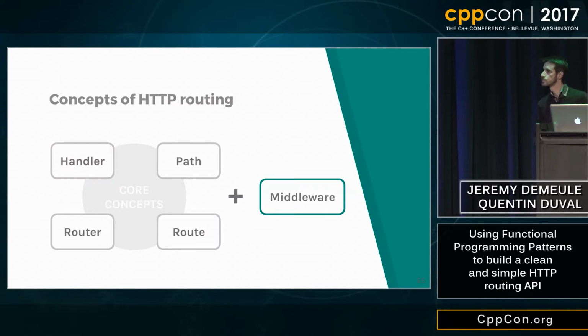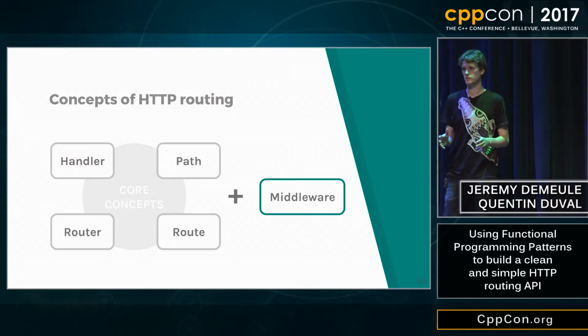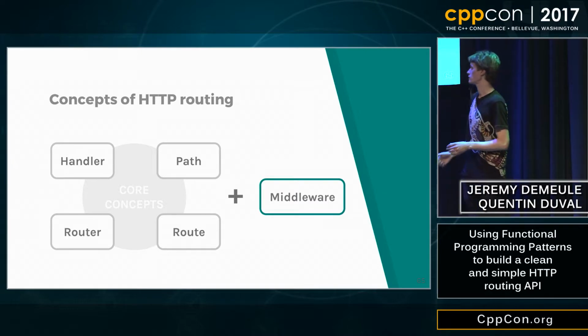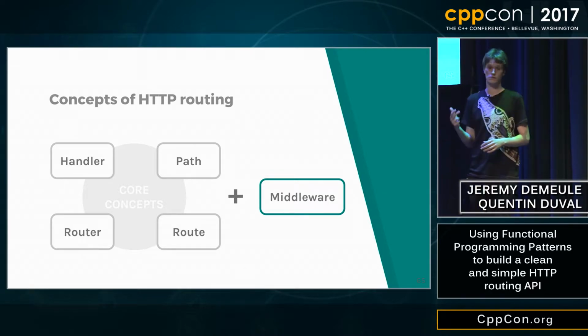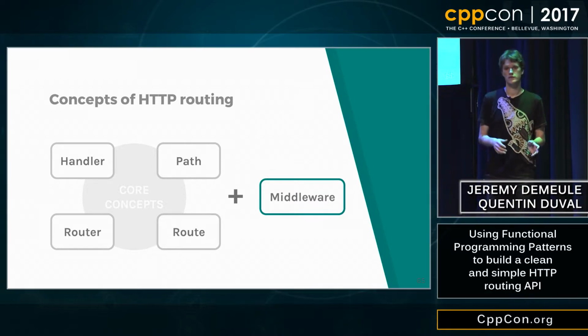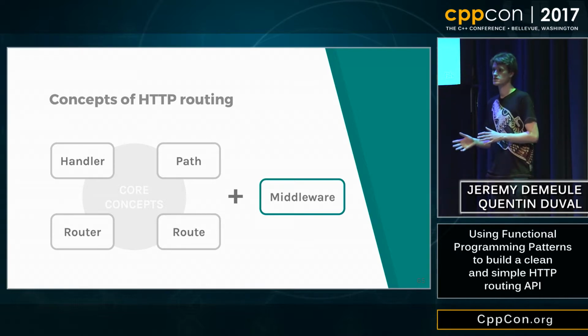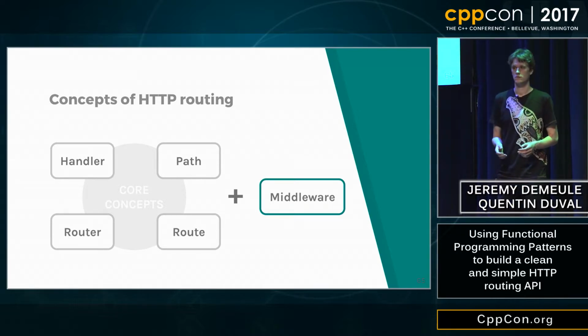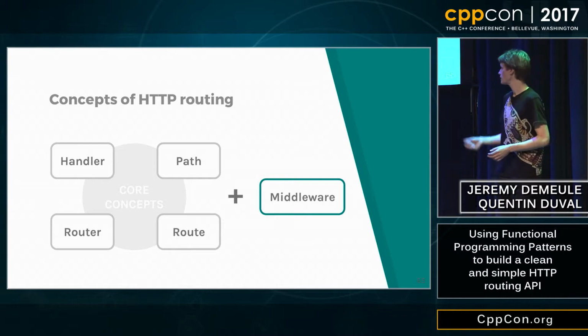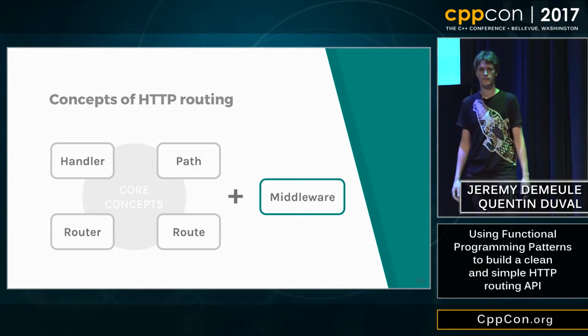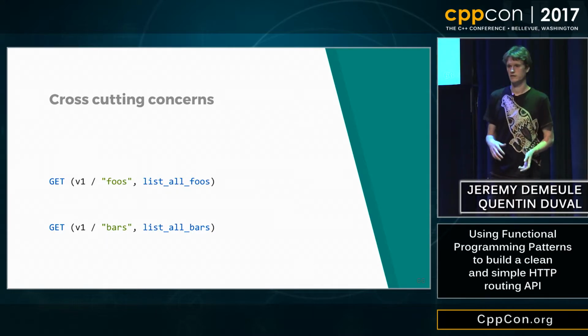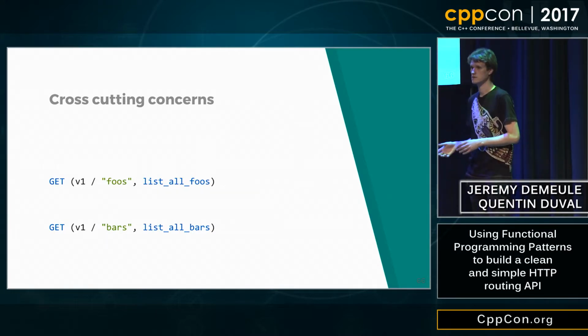So we are done with the core concept of the API. So we've got the handler, the path, the router, and the route. And now we will describe the last concept, which is not strictly needed, but which is really useful. It's the concept of a middleware. To explain what a middleware is, we first have to explain what cross-cutting concerns are inside the server.